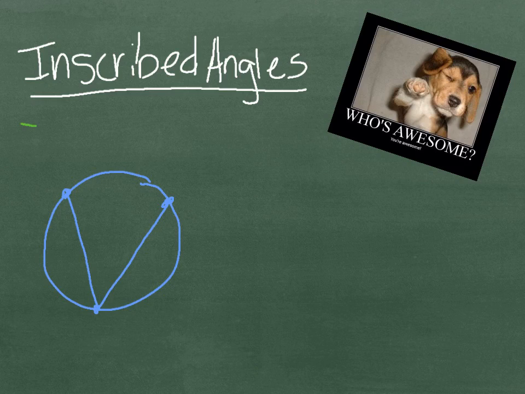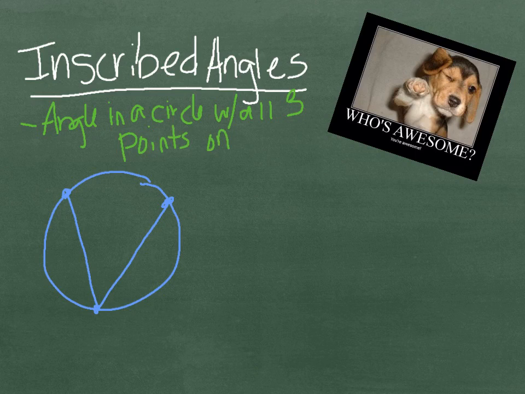So an inscribed angle is an angle in a circle in which all 3 points touch the edge of the circle. So an angle in a circle with all 3 points on the edge of the circle.